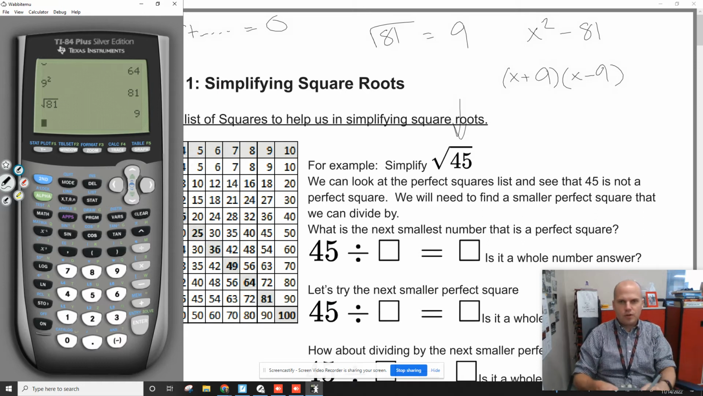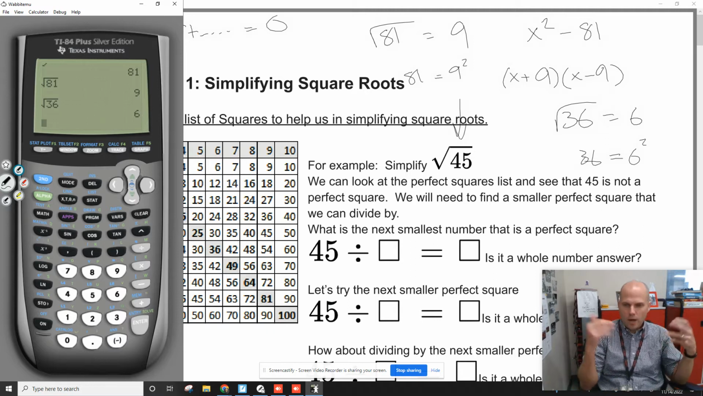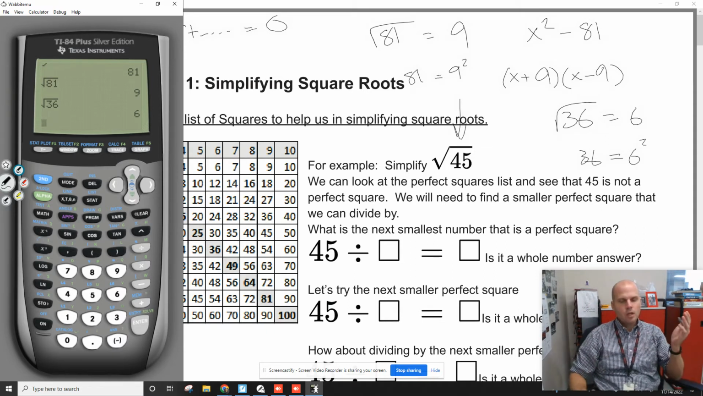Other numbers that could have showed up, like 36. If I want to know what number times itself is 36, I would take the square root of 36. The square root of 36 is 6. And that just means 6 squared equals 36. This just means 9 squared equals 81. So it's a way to undo the squaring. Okay, we're undoing squaring.